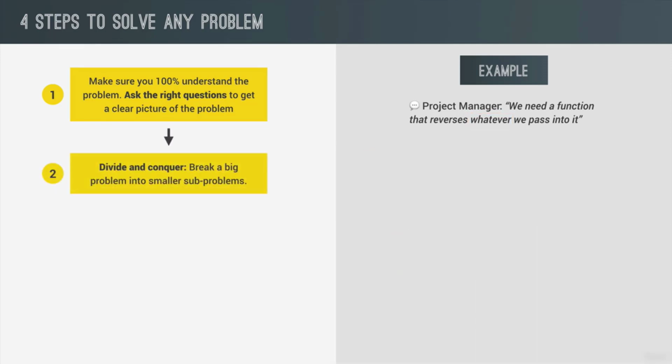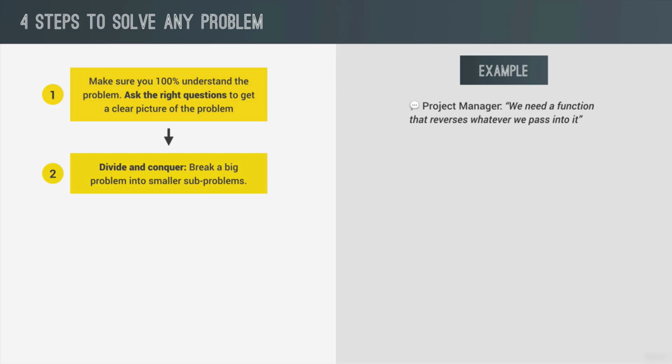The next step is probably the most important one, which is the divide and conquer strategy. Divide and conquer means to break up the big problem into as many small problems as possible, because these small problems are then a lot easier to solve. And this also ties in with the previous step, because by dividing the problem into subproblems, you also take the big problem apart until you understand it exactly.